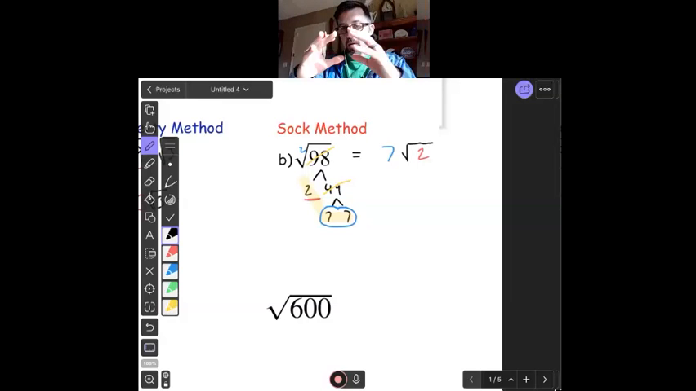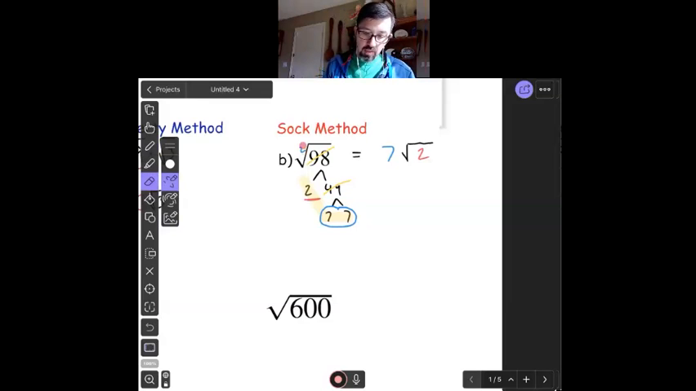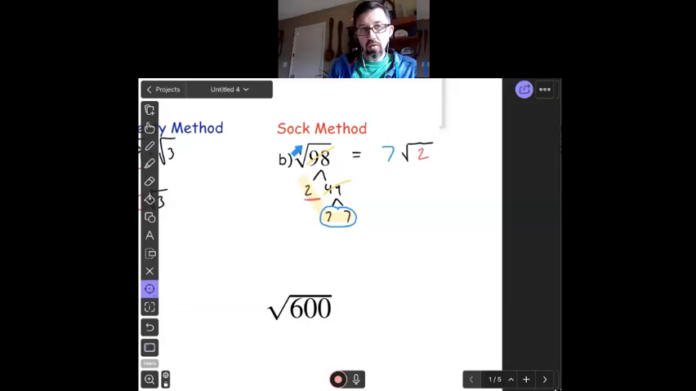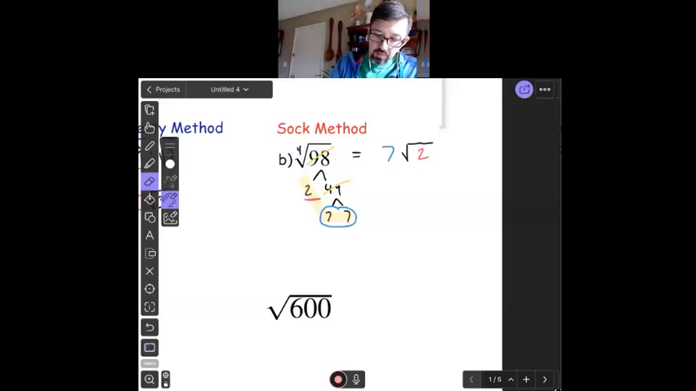So we break it apart in an organized way. We look for pairs. Pairs get to come outside. Lonely guys stay inside. If this had been a 3, if we'd been trying to cube root, which is something that we'll do later in the year, we would have to find groups of 3. If it had been a 4, we'd have to find groups of 4. And if it had been a 5, we'd have to find groups of 5 in order for them to come out. So that index tells you how big the group has to be in order to go outside. But this is a square root, so we just need 2.